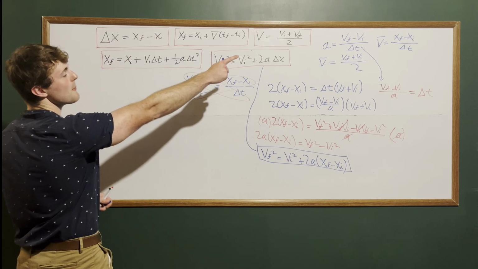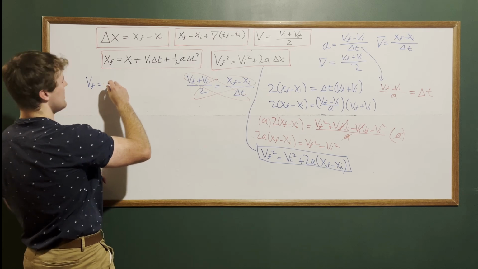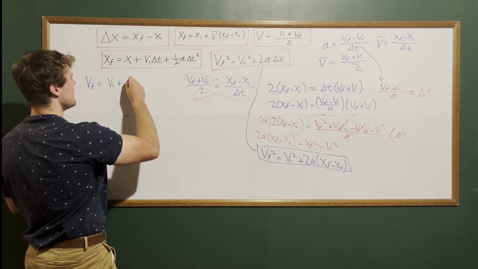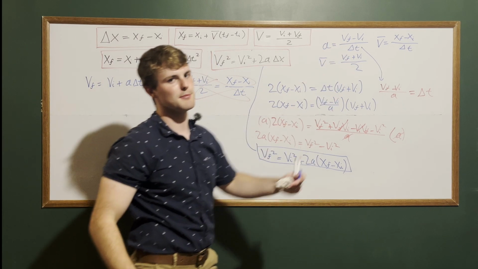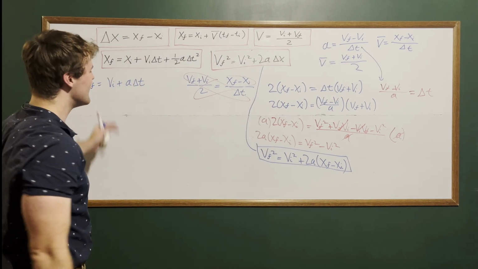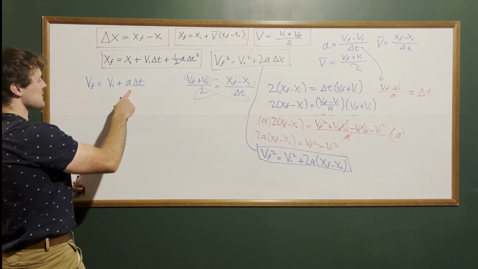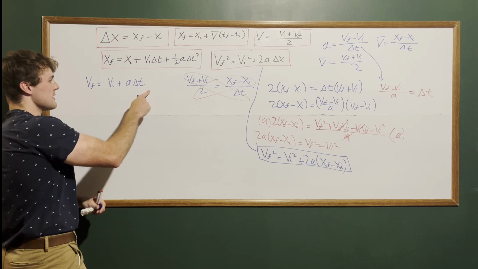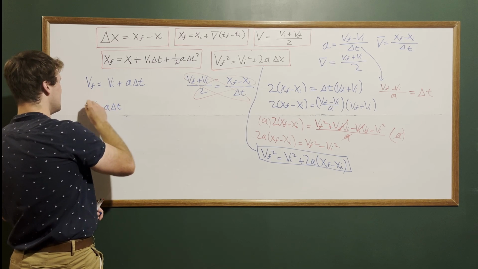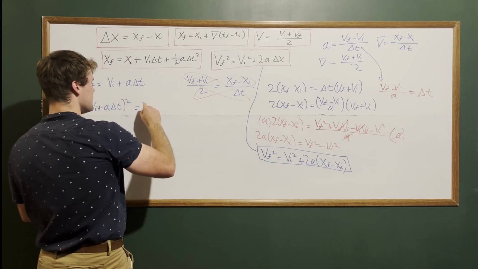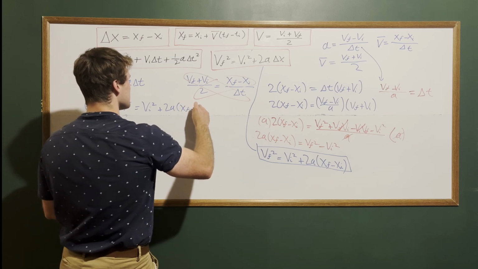Just really quick, from our definition of acceleration, vf equals vi plus a delta t. And all I did was just rearrange that equation in my head and put it right here. Okay, let's substitute that into this equation. What do we have? We have vf squared, so literally vf equals this, so we're going to square this. (vi plus a delta t) squared equals vi squared plus 2A(xf - xi).